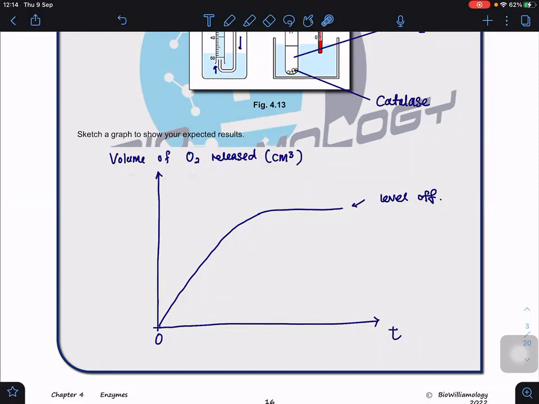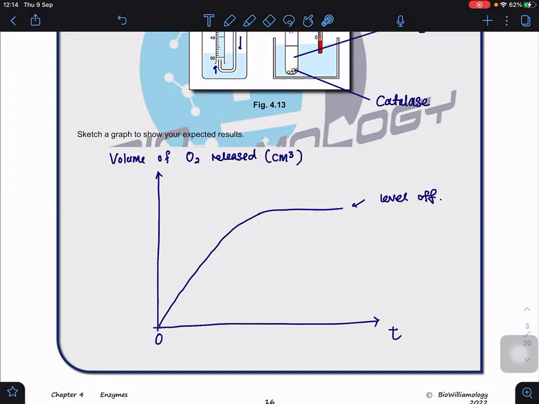Because the volume of O2 released remains constant now. Even though time progresses, time still continues, tick, tick, tick, my product formed still remains the same. So when it remains the same, it basically means that the reaction has stopped already. So it stops due to what? Now, this one we need to know later, okay?